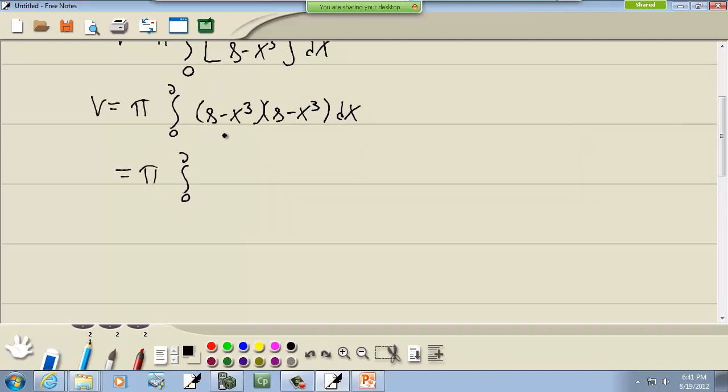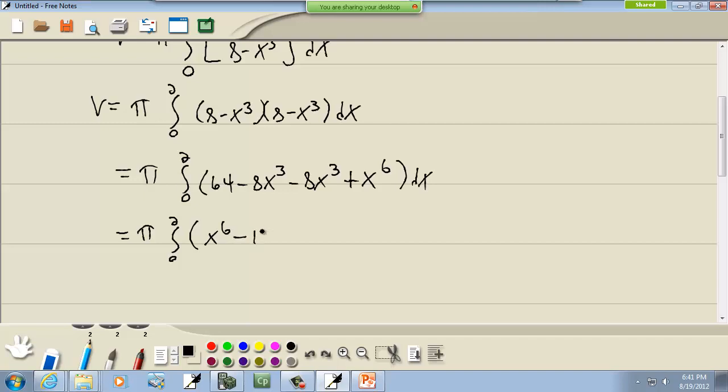Which gives us 8 times 8 is 64. 8 times negative x to the third is negative 8x to the third. Negative x to the third times 8 is negative 8x to the third. And negative x to the third times negative x to the third gives us a positive x to the 6. You add the exponents. dx. Which gives us x to the 6 minus 16x to the third, combining like terms. The negative 8x to the third and negative 8x to the third gives us negative 16x to the third. And then plus 64 dx.